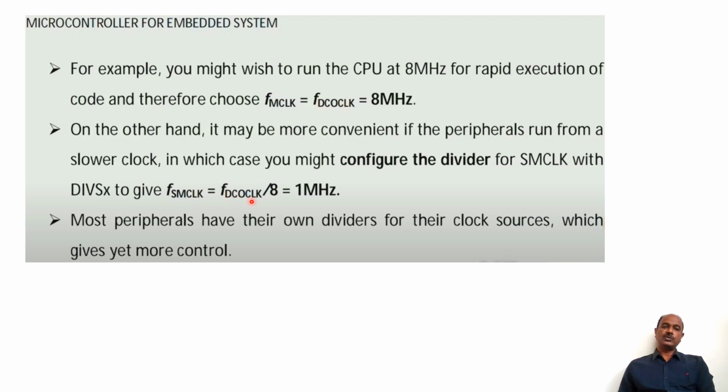This DCO is used to generate both this MCLK and my SMCLK. Now for MCLK I want 8 megahertz, so I will set my DCO equal to 8 megahertz. The same DCO is being used to generate SMCLK, but I want the SMCLK of 1 megahertz. So the DCO clock is 8 megahertz now. To get 1 megahertz of SMCLK, I will divide the DCO clock by 8. So 8 megahertz divided by 8, I will get 1 megahertz. In this way, I can configure the values of different clocks inside the MSP430 microcontroller.